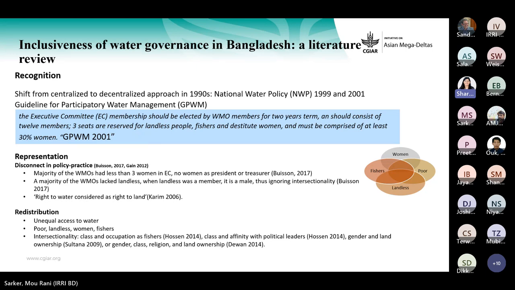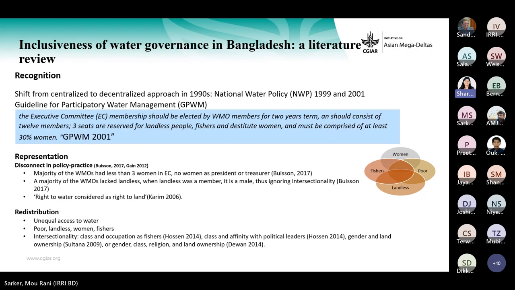Another interesting finding is intersectionality. Even if women are represented in this group, they are mostly from rich households or elite groups, and that highlights how the gender of women intersects with other characteristics like being poor or landless to really determine access to water.